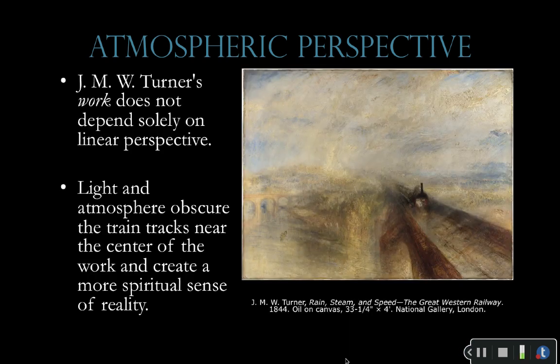We also see atmospheric perspective happening in the work of J.M.W. Turner. He was an artist really interested in speed and the railroad, okay? And we won't talk about him too much now, but he was a member of the Romantic movement, but we'll get there later near the end of the course. But he's basically doing something really important here with atmospheric perspective. But it's important to note that he also uses linear perspective.